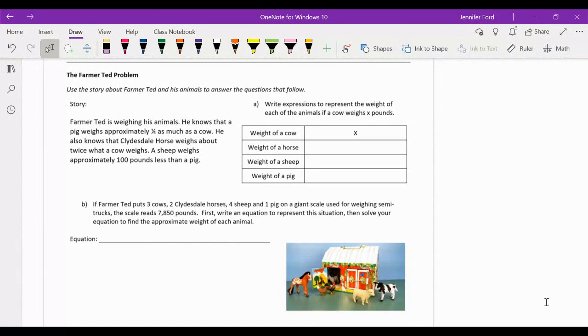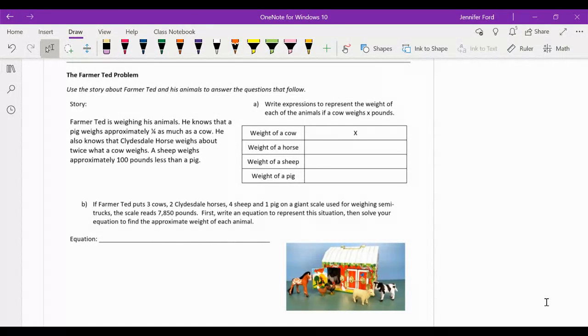Use the story about Farmer Ted and his animals to answer the questions that follow. So here's the story. Farmer Ted is weighing his animals. He knows that a pig weighs approximately 1/4 as much as a cow. He also knows that a Clydesdale horse weighs about twice what a cow weighs. A sheep weighs approximately 100 pounds less than a pig.